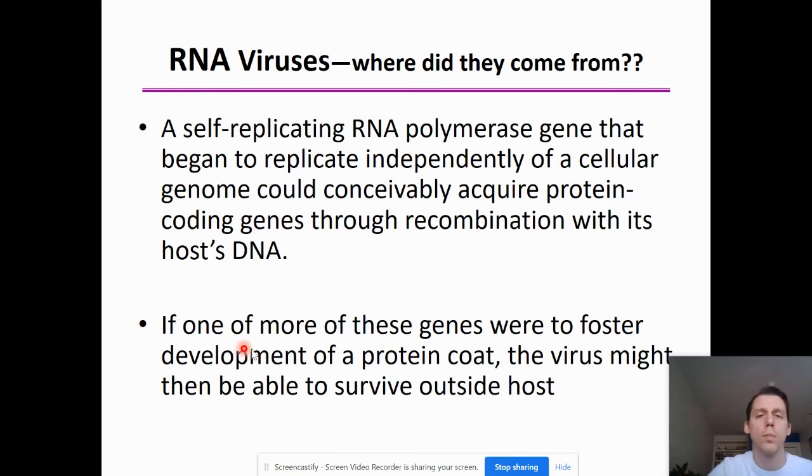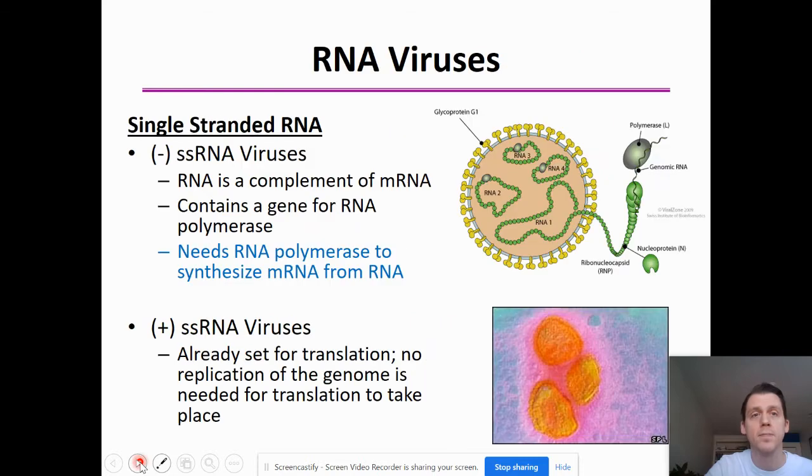So if one or more of these viruses were to foster development of a protein coat, the virus might be able to then survive outside of the host. So if they could have their separate genome, and then if they could code for their own protein coat, it's possible that the genome and the protein coat could go outside of the host and survive on its own and infect another host. And that's how we might have ended up with a virus.